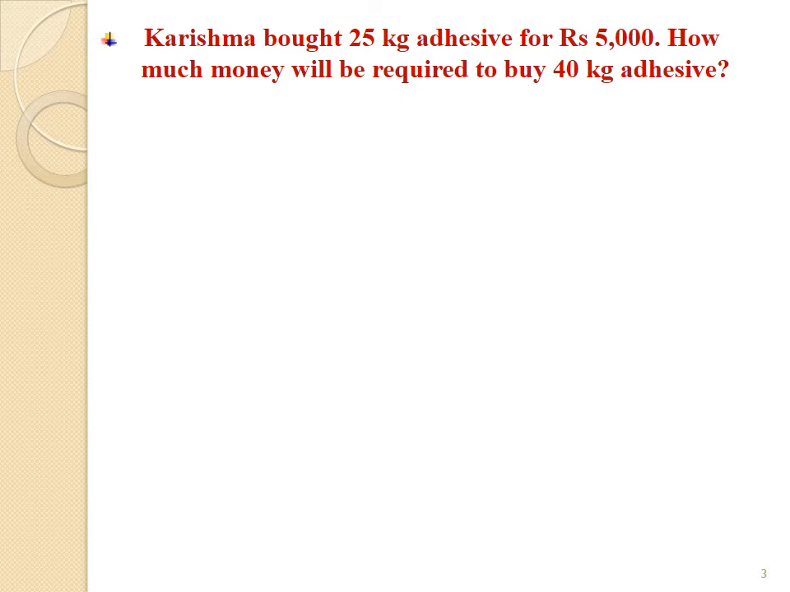Students, to make our calculations simple and fastest, first of all, we will find out the cost price of 1 kilogram of adhesive. Then we will find out the cost price of 40 kilogram of adhesive. That is, we will use unitary method. So now let's solve sum number 2. 25 kilogram equals to rupees 5,000. So 1 kilogram equals to how much?